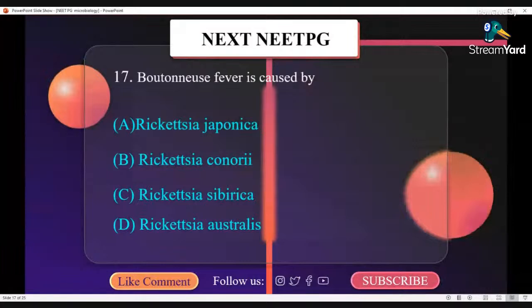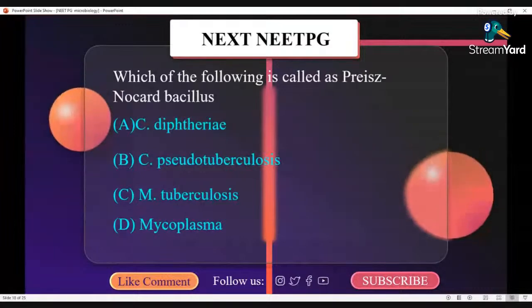Which one of the following is called the Preisz-Nocard bacillus? It is C. pseudotuberculosis.